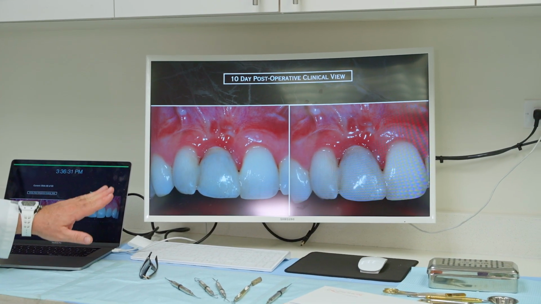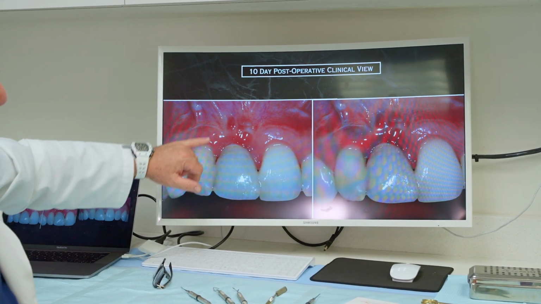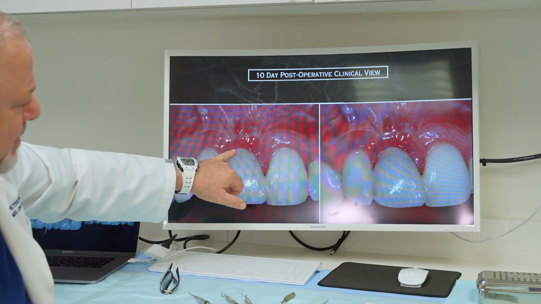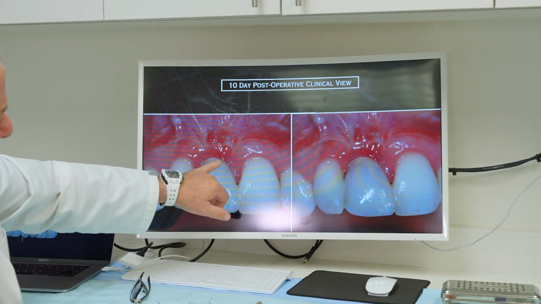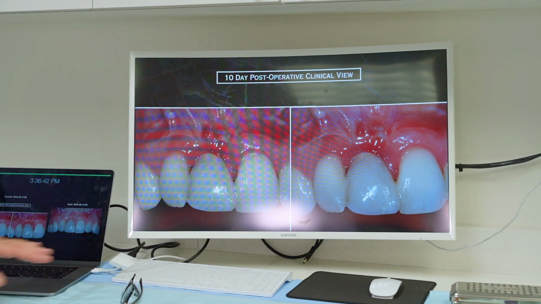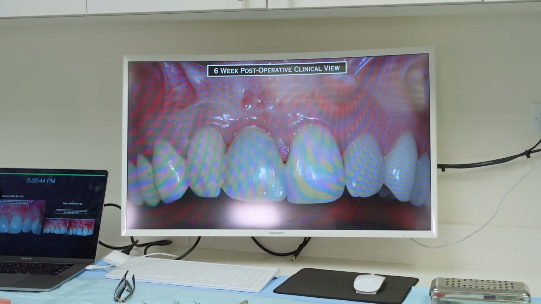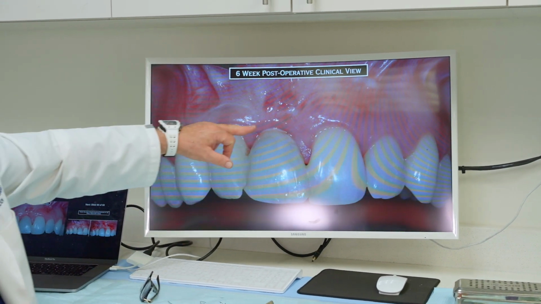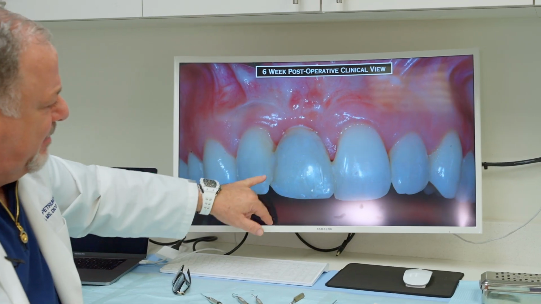So here's 10 days post-operatively. Okay. So look at where your tissues already come. Here's the margin of the abutment. Now this little corrugations, that's easy to take care of as she goes through her healing. Little abrasion. So here's 6 weeks. Again, look at your heights of contour being balanced. Okay. So I have my stent in place.